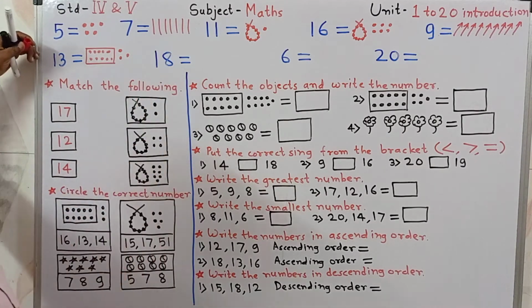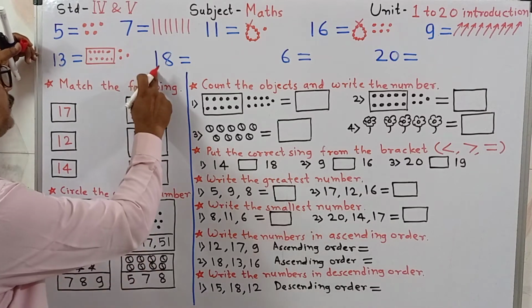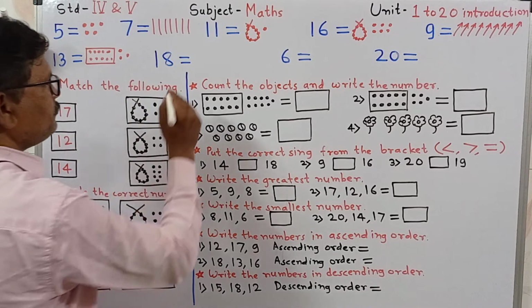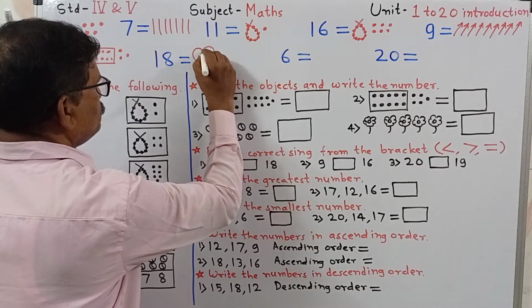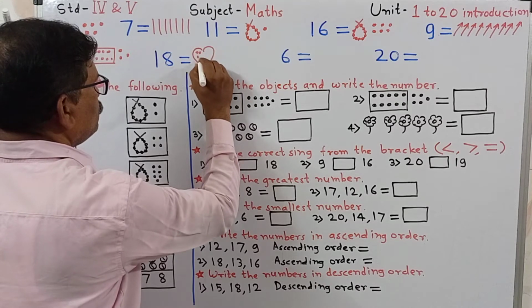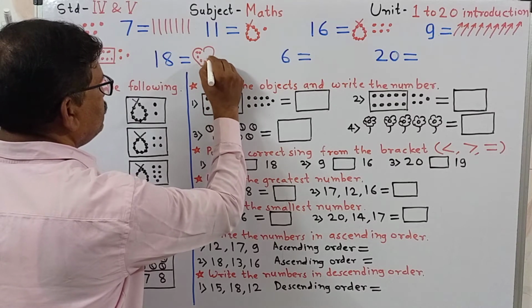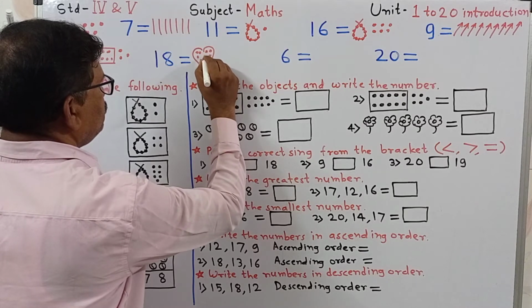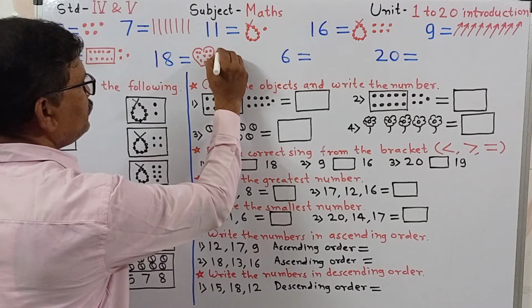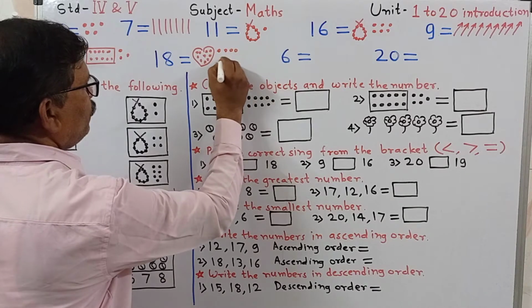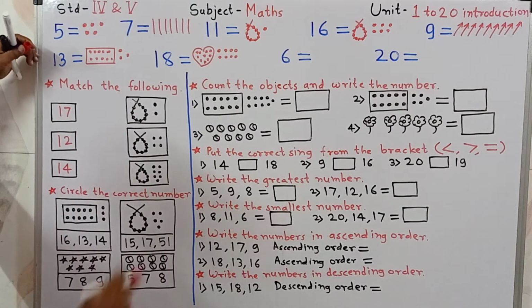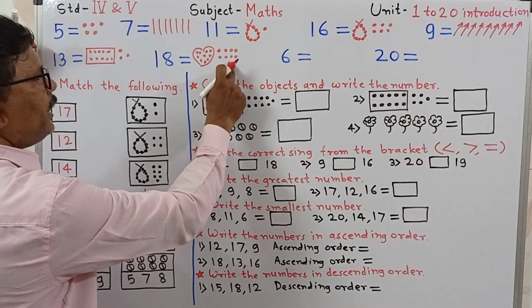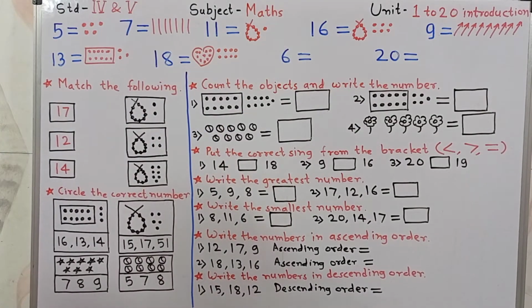1 ten, 8 units, 18. 4, 5, 6, 7, 8, 9, 10. 1 ten. 2, 3, 4, 5, 6, 7, 8. 1 ten, 8 units, 18. Okay.